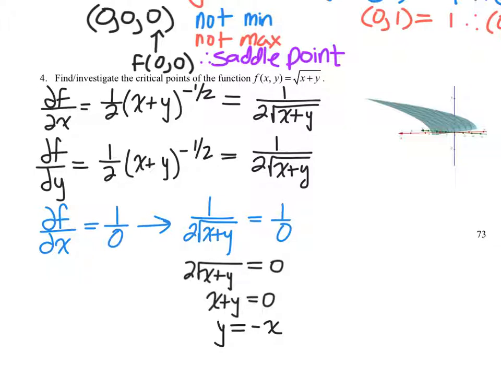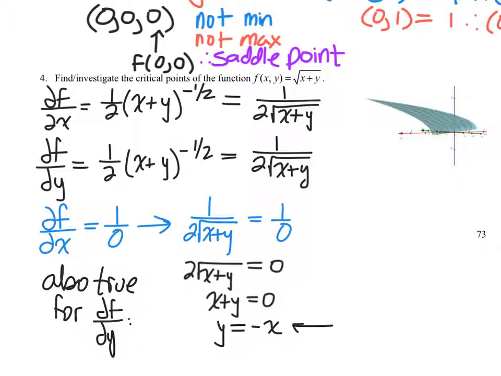And that would be the same for the other one. So this is also true for the partial with respect to y. What this is telling us is that we have critical values along y equals negative x.